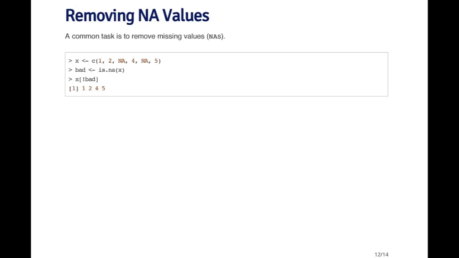So now that tells me which ones are missing, but actually I don't want the ones that are missing. I want the ones that are non-missing. So I need to take the opposite of bad, which I can do with the bang operator or exclamation point. So now I take x single bracket bang bad, and that gives me the good elements, which are 1, 2, 4, and 5.